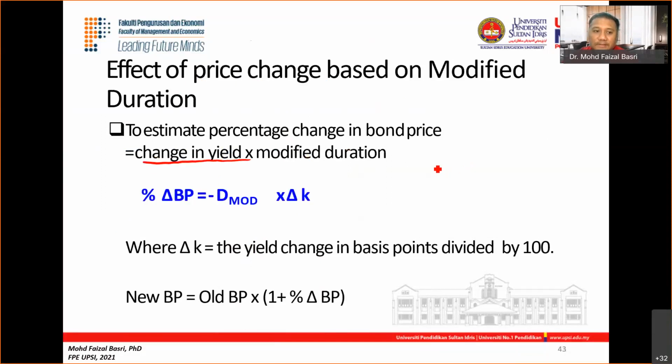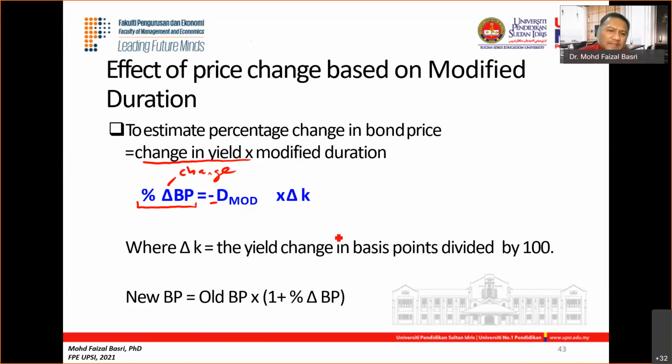So how to use it is basically we need first to find the percent of changes to BP. BP is bond price. So this triangle here refers to change. Okay, the symbol of change is this triangle. So we want to find the percent change of bond price. We need to use negative modified duration, so there's a negative sign here. Based on our answer just now, it's 3.19. So we're going to use negative 3.19 and we multiply with the changes to the K. Whatever changes, we can measure what will happen to the price.